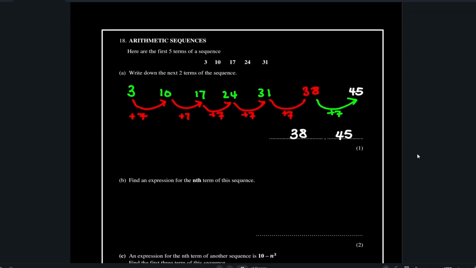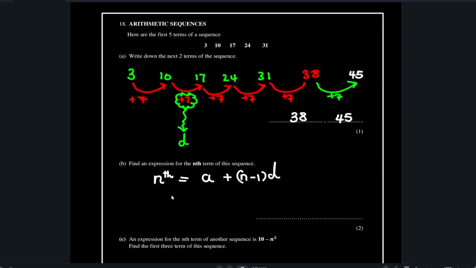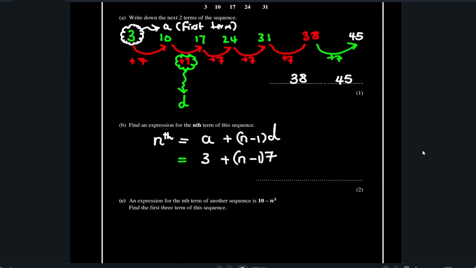So if you are given a question like this, just crush it. Find the expression for the nth term of the sequence. Very simple question. First, understand that the nth term of any arithmetic sequence is usually given by a plus n minus 1 into d, where d is the common difference and a is the first term. In our case here, our common difference is plus 7, and the first term is 3. So we are going to say 3 plus n minus 1 into 7. But we are finding the expression for the nth term.